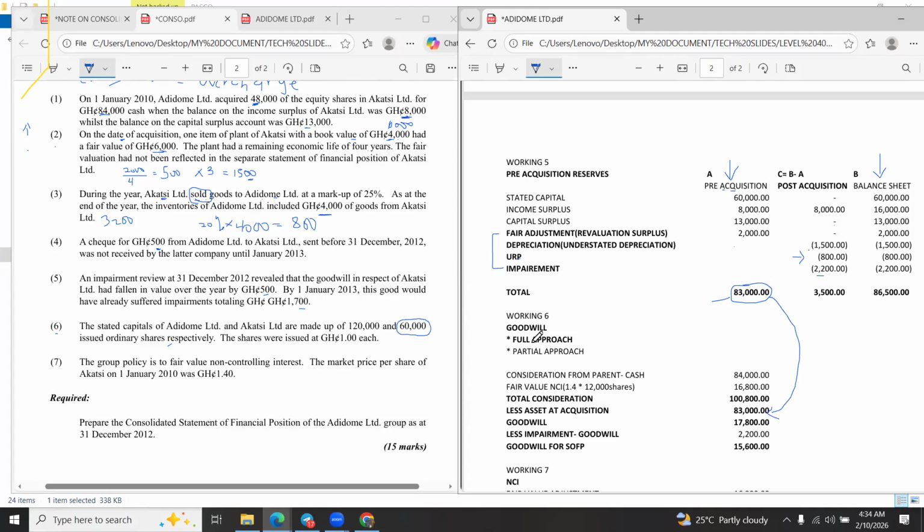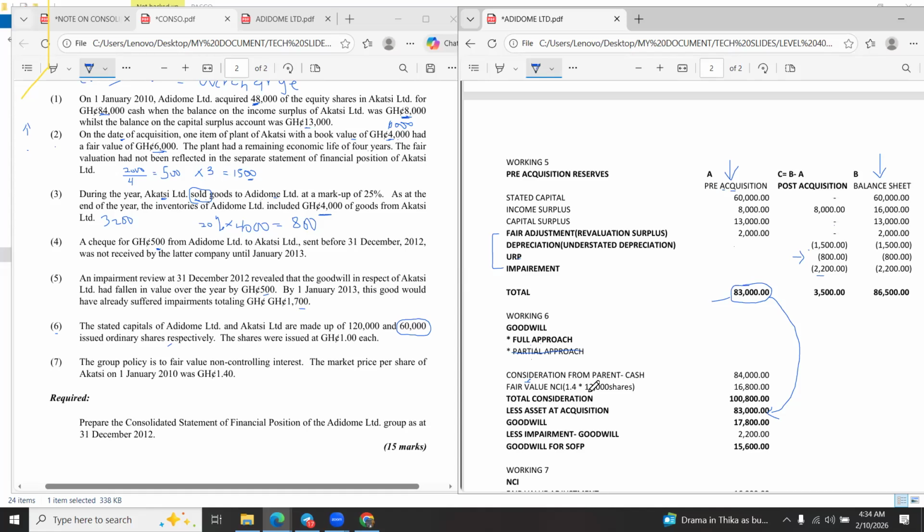I used to teach full approach and partial approach, but with recent times, what IFRS is doing, or where the standard is going, we don't see the partial approach again. All we see is the full approach. And that is what we have done here. The consideration you have received, and then the fair value of the assets.